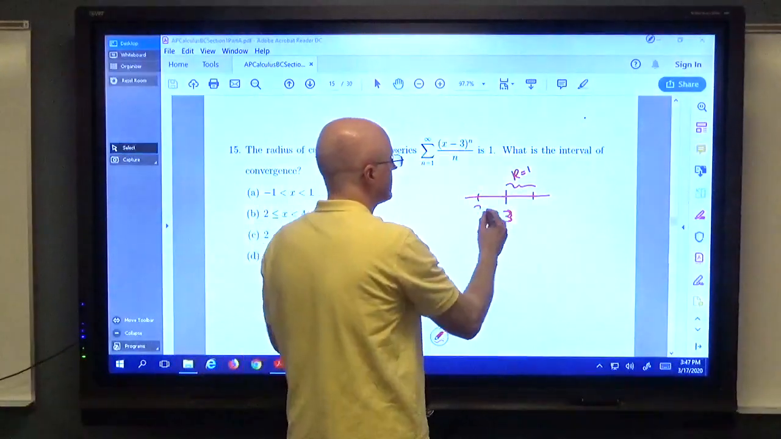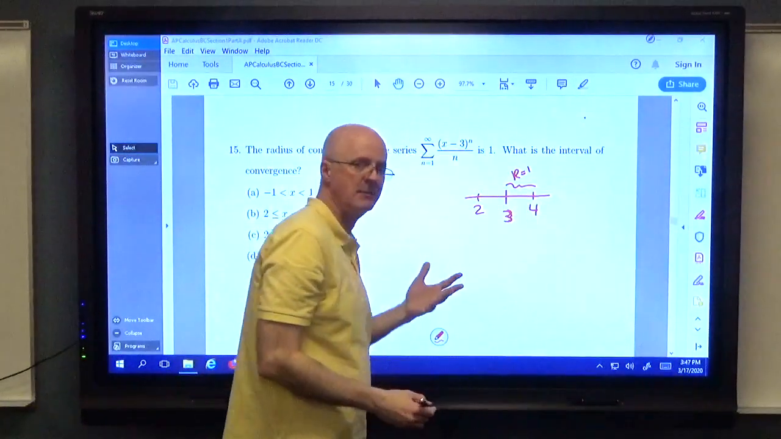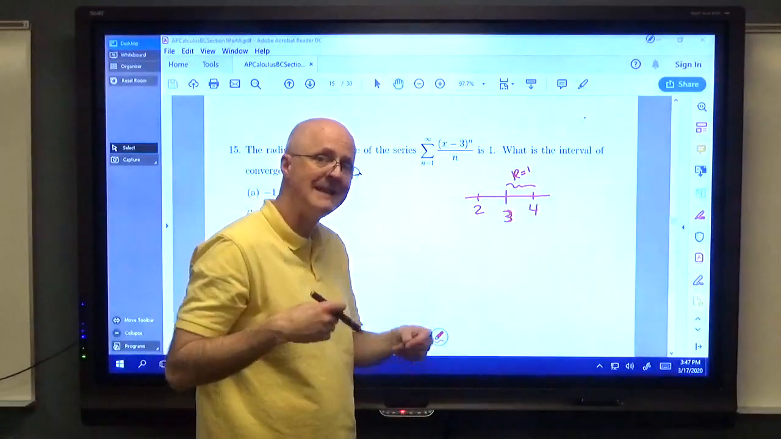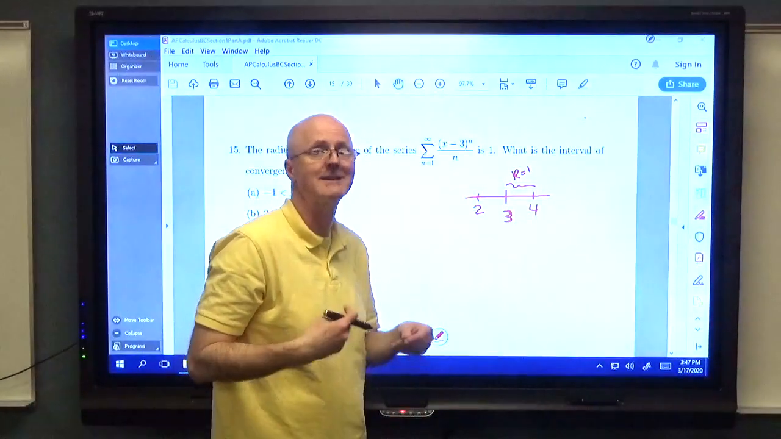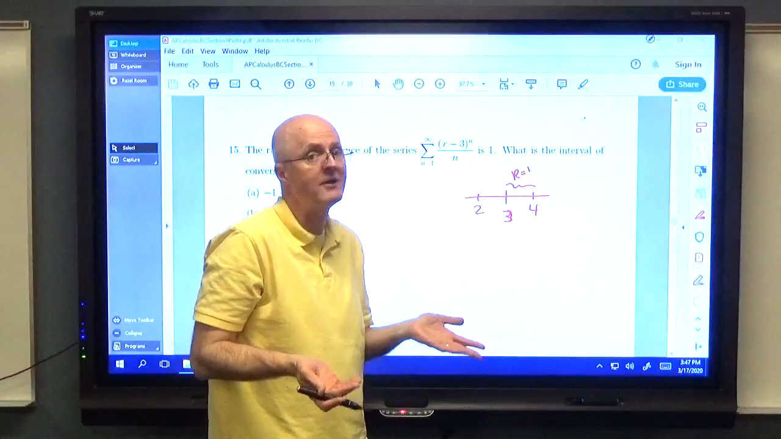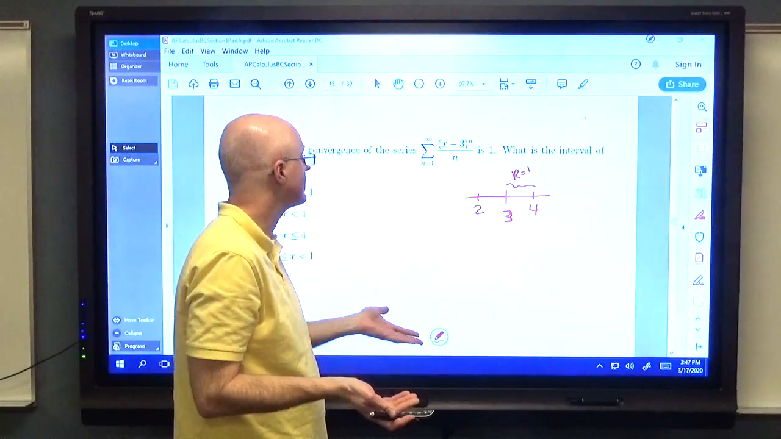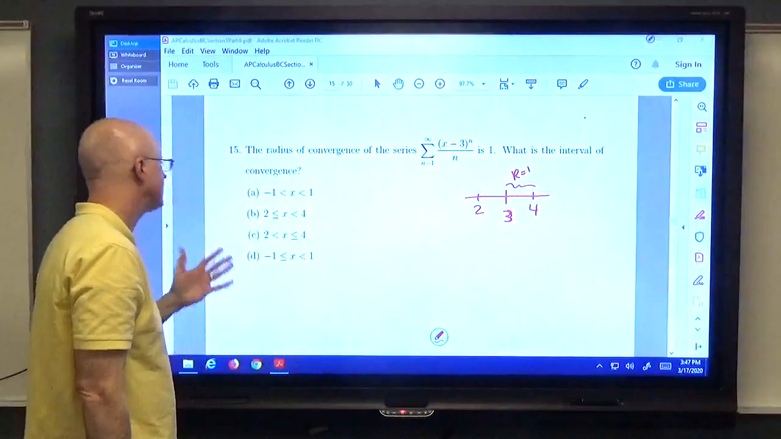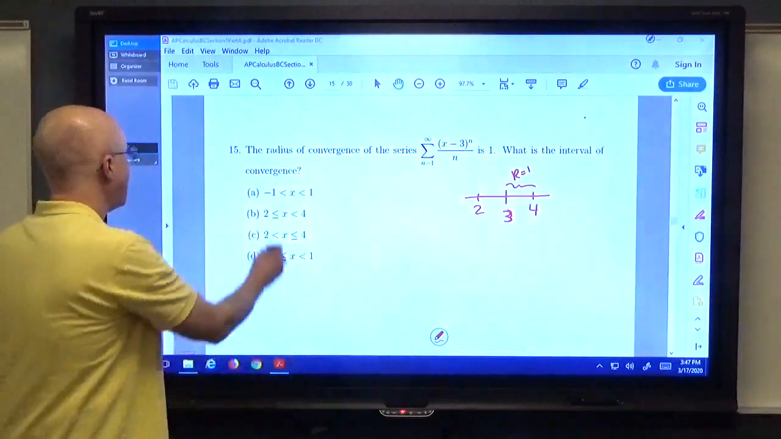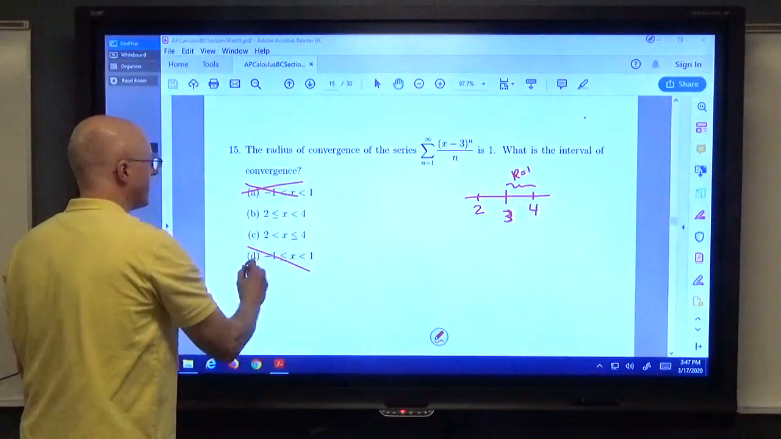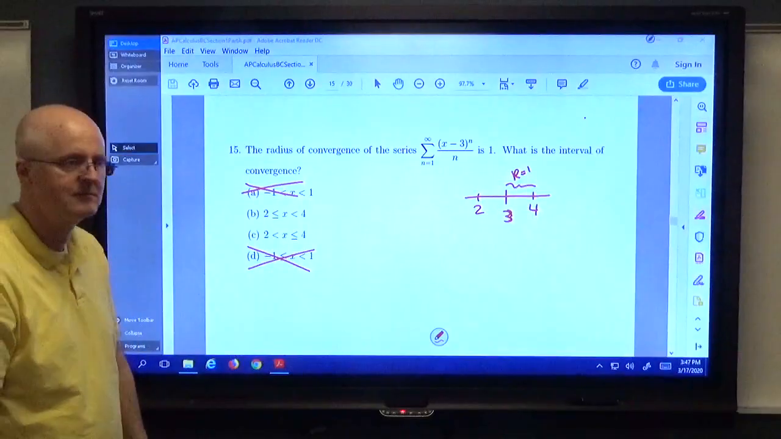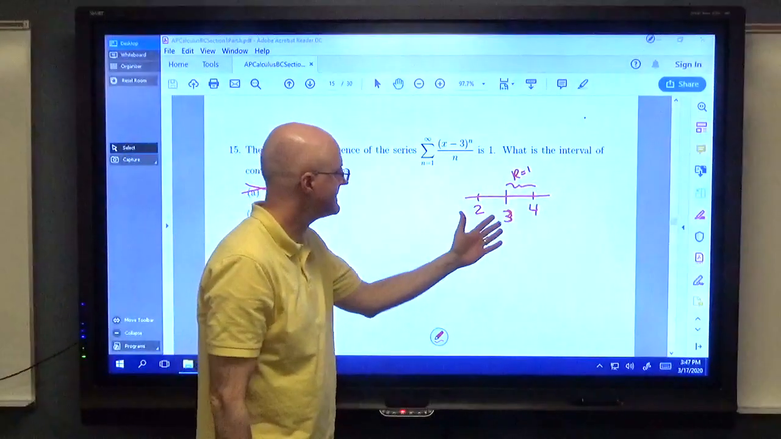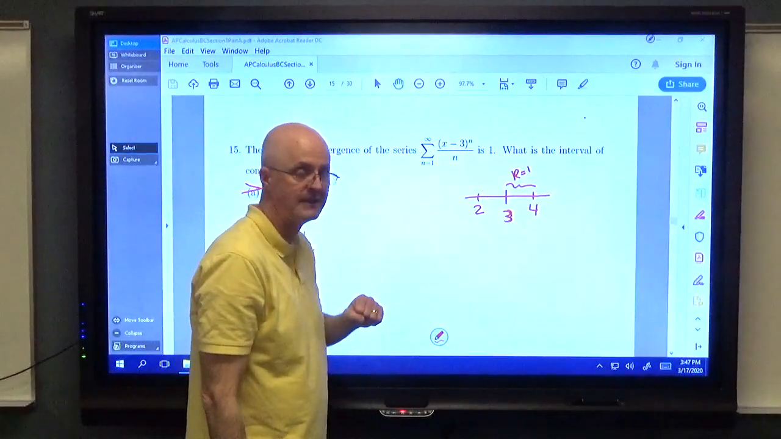That means the interval of convergence includes all the numbers strictly between 2 and 4, but possibly including the endpoints, possibly not. Or possibly including one endpoint and possibly not including the other. So you have to think about the endpoints. A and D can be ruled out right away. Your interval has to be centered at that number, 3 in this case.